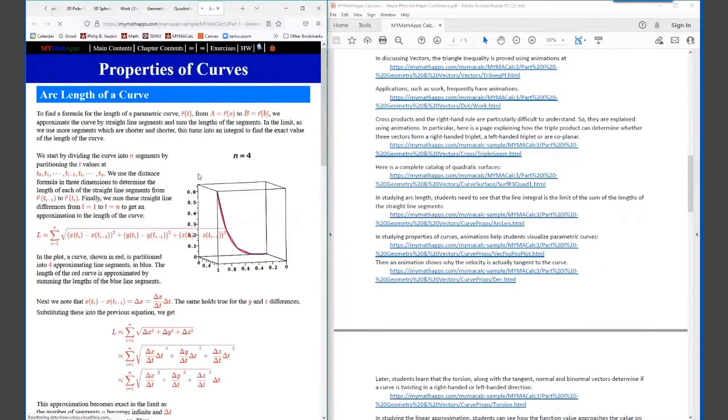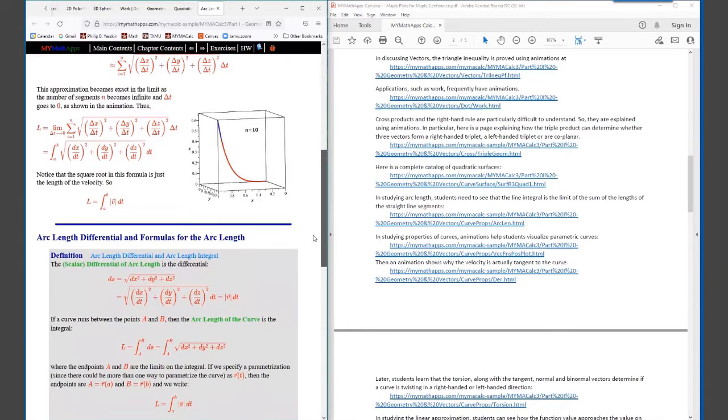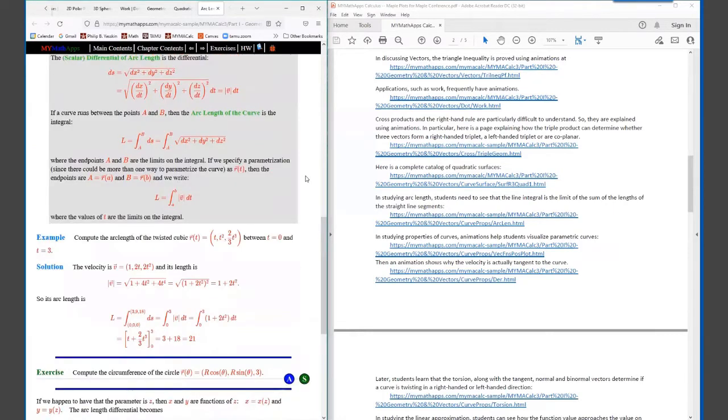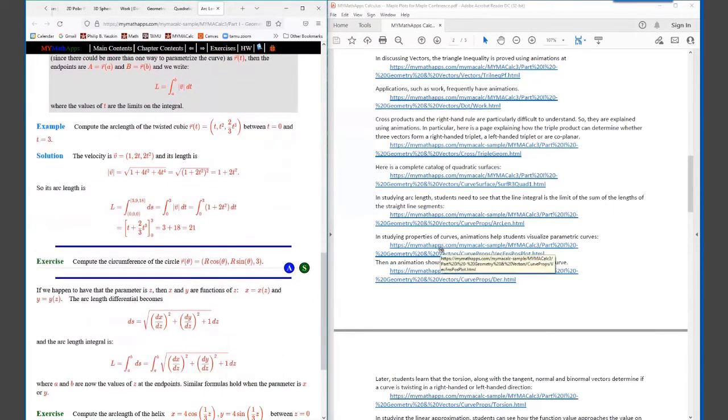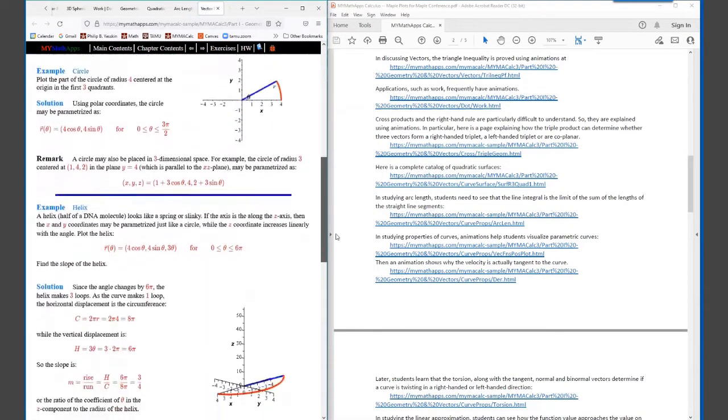Then when they get to studying arc length, it's important for them to understand where the formula comes from by chopping up the curve into little line segments, computing the approximation along the line segments, and seeing the number of line segments gradually increasing. Again, you can stop it and step through the creation of the Riemann sum. Properties of curves: visualizing how curves are drawn parametrically.